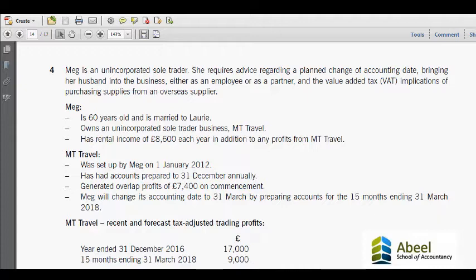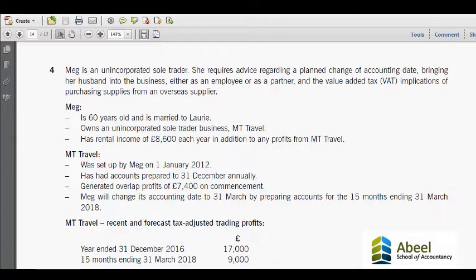Let's move further. And the value added tax, VAT, implication of purchasing from overseas suppliers. If you buy something from overseas suppliers, then the VAT topic should come to your mind. So topic identification: change in accounting date is one topic, another is partnership, and third is VAT.